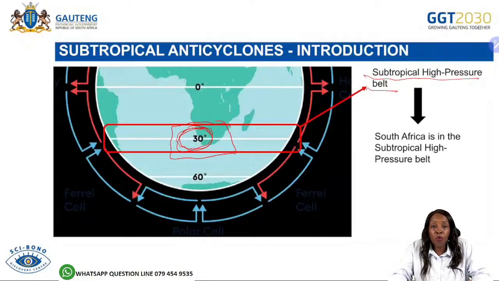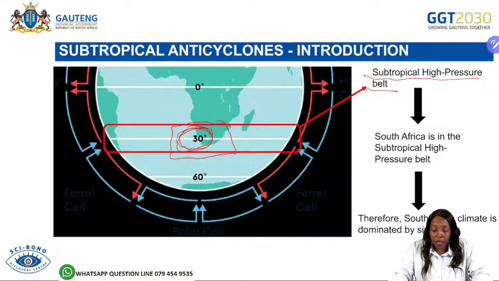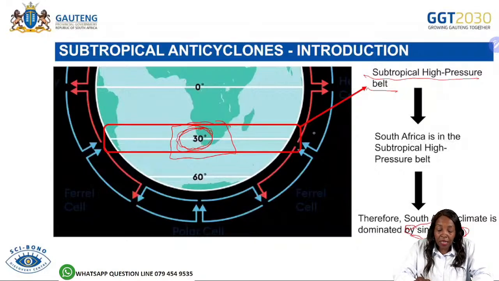So meaning that our weather is largely influenced by these anticyclones that we are going to identify within the 30-degree latitudes there. All right. And then the other thing that you also need to take note of is that, therefore, when South Africa is found within the subtropical high pressure belt, the South African climate is then dominated by what? By the sinking air. So what dominates our climate? It is the air that is sinking around it.